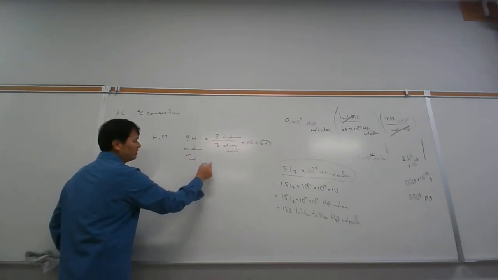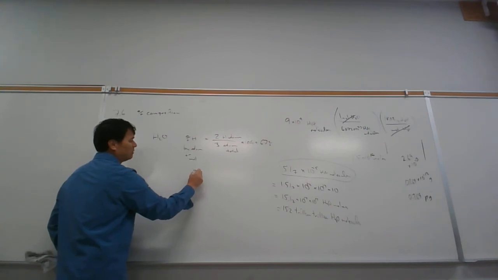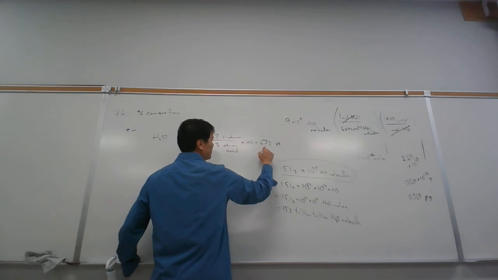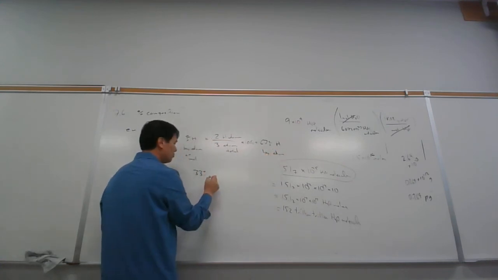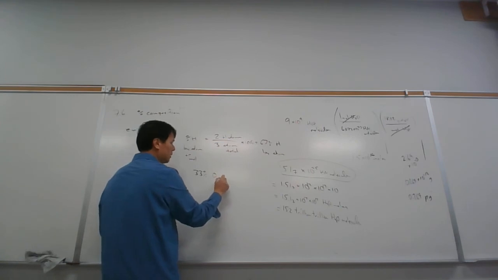What's the percent oxygen? Well, it's going to be 67% hydrogen by mass, or no, by atom. And then there's going to be 33% oxygen by atom.